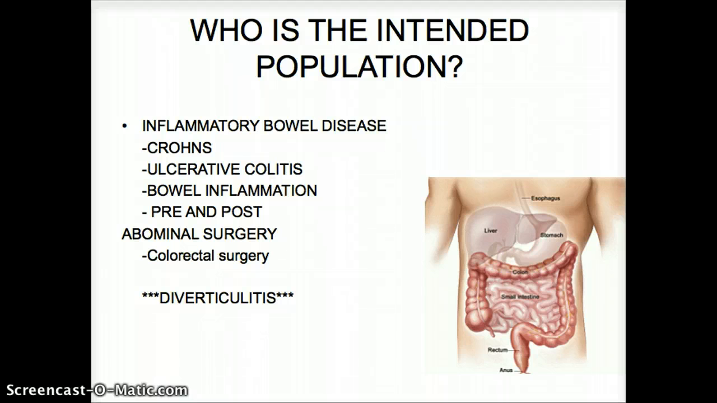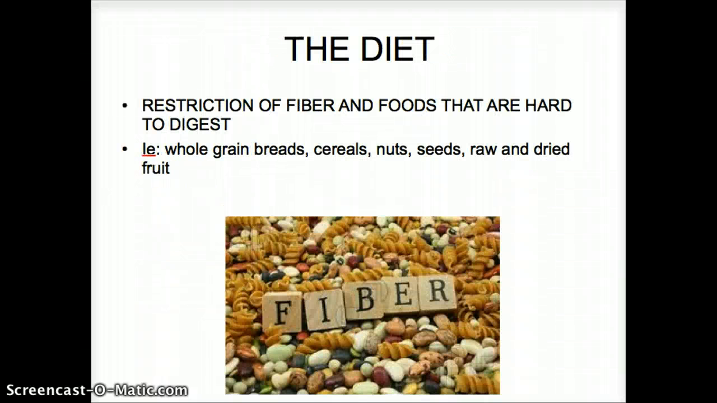And I put stars next to diverticulitis because it's not so clear whether a low residue diet is in fact helpful. The guidelines from the National Institute of Health actually state that a high fiber diet is recommended to help diverticular disease. So there are conflicting views as to whether a low fiber diet would be helpful or a high fiber diet. So the actual diet restricts fiber and foods that are hard to digest. Fiber is made up of plant material that can't be completely digested by the body. And with a low residue diet, we're trying to eliminate as much fiber as we can, again, just to give our bowels a break.